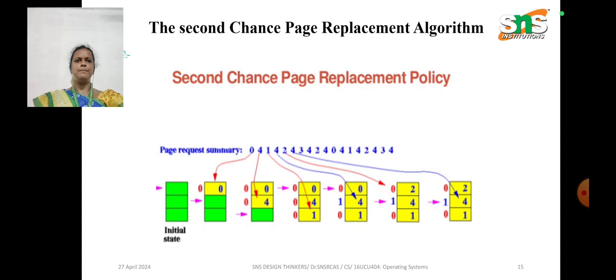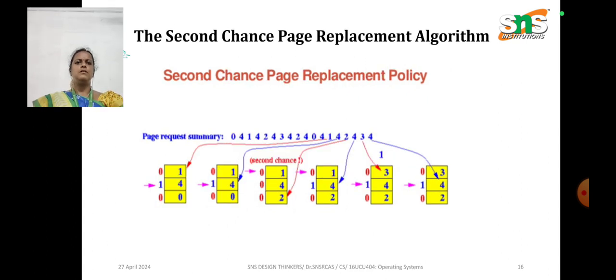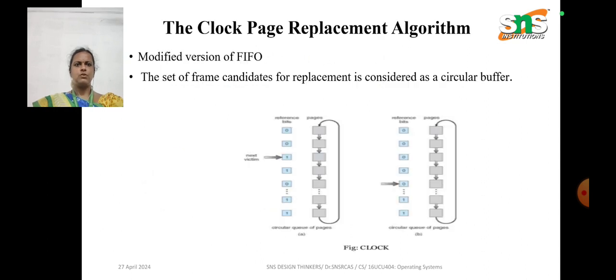This is the example for a second chance replacement algorithm. A second chance replacement algorithm consists of page request summary also. And next one is the clock page replacement algorithm, that is a modified version of first in first out. The set of new frame candidates for replacement is considered as a circular buffer.